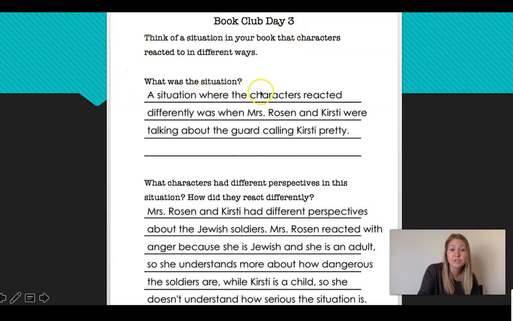So I said the situation where the characters reacted differently was when Miss Rosen and Kirsty were talking about the guard calling Kirsty pretty. So Miss Rosen and Kirsty had different perspectives about the Jewish soldiers. Miss Rosen reacted with anger because she is Jewish and she's an adult, and so she understands more about how dangerous the soldiers are. While Kirsty is a child, so she doesn't understand how serious the situation is. So that is how they reacted differently and what their different perspectives were in that situation.